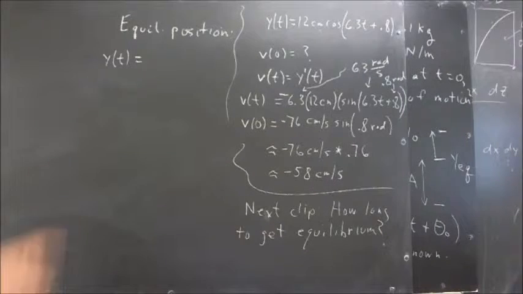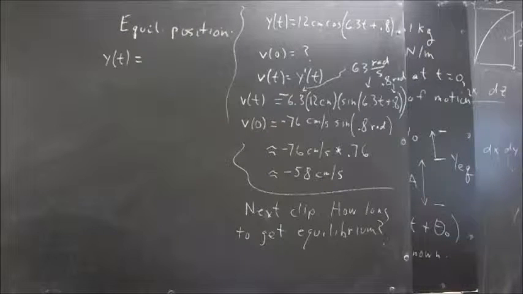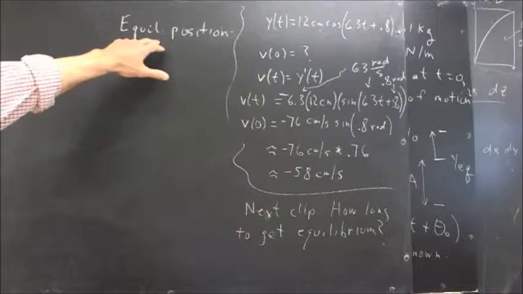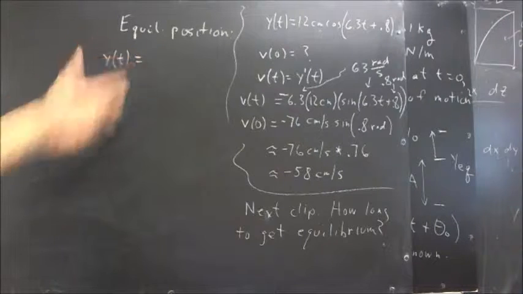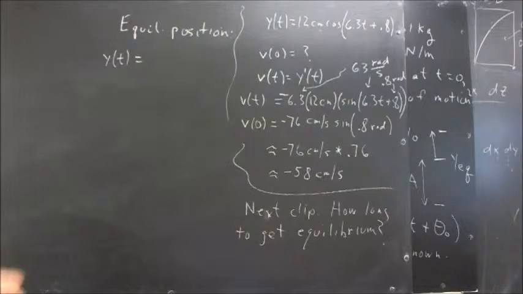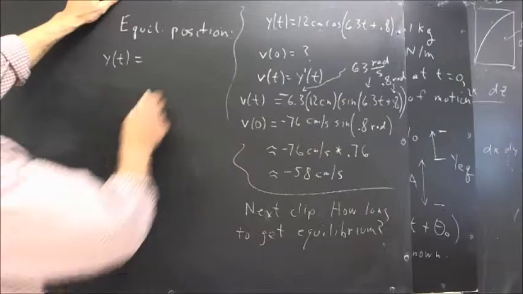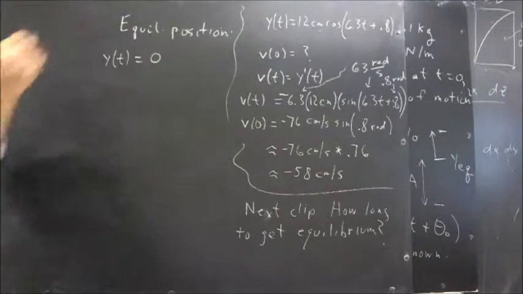Okay, as promised, how long does it take to get to equilibrium? Well, the equilibrium position is what? What's the value of y of t at equilibrium? Well, the equilibrium position is the y equals 0 position. y of t equals 0.